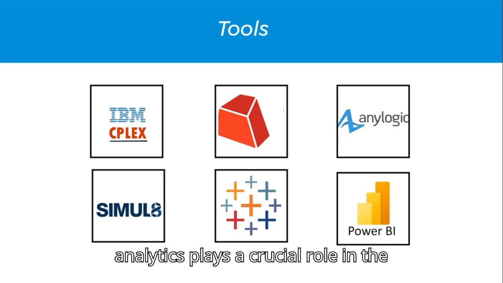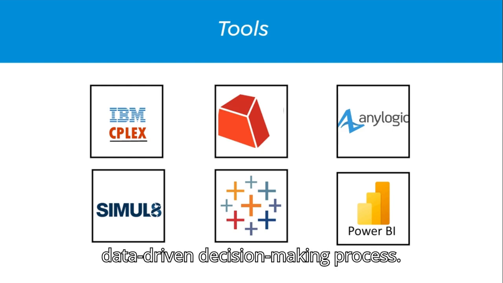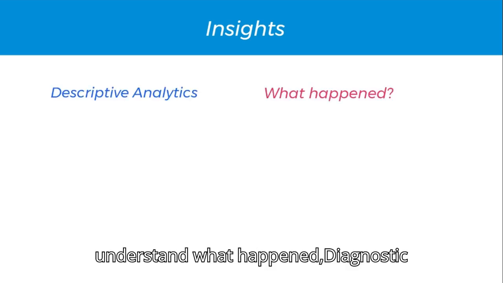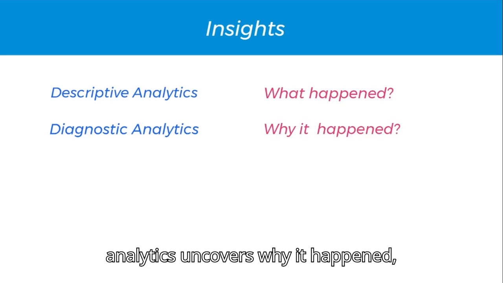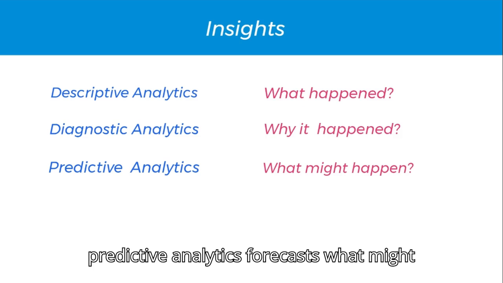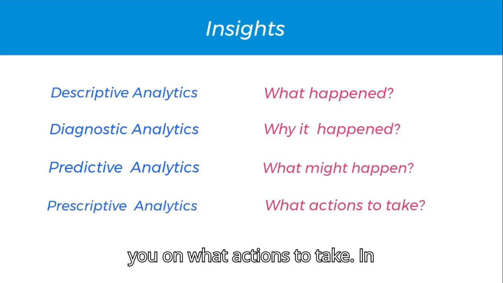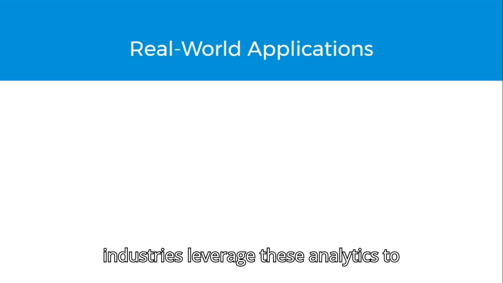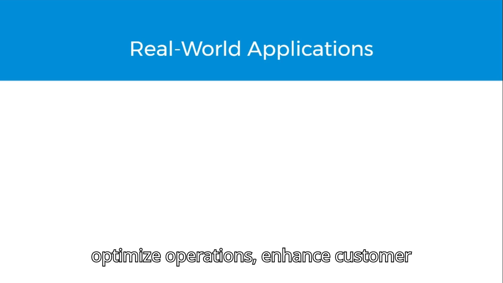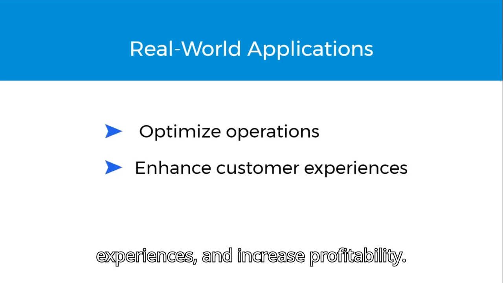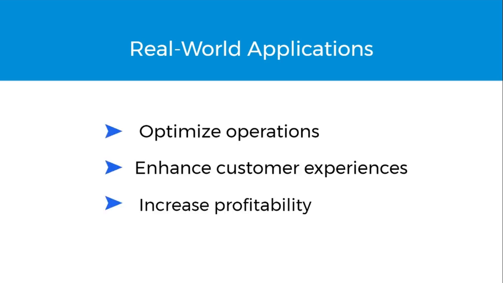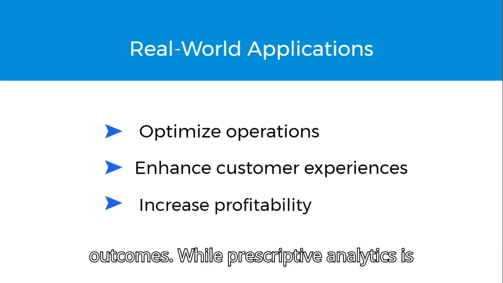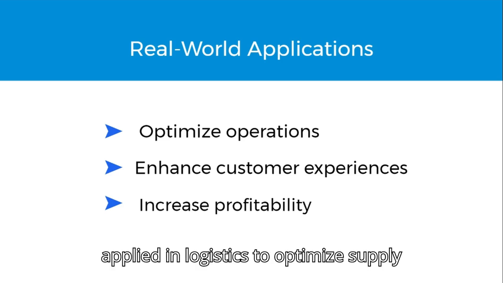Each type of analytics plays a crucial role in the data-driven decision-making process. Descriptive analytics helps you understand what happened, diagnostic analytics uncovers why it happened, predictive analytics forecasts what might happen, and prescriptive analytics guides you on what actions to take. In real-world applications, companies across industries leverage these analytics to optimize operations, enhance customer experiences, and increase profitability. For example, in healthcare, predictive analytics is used to anticipate patient outcomes, while prescriptive analytics is applied in logistics to optimize supply chains.